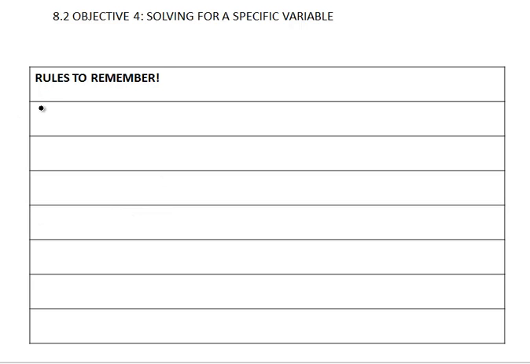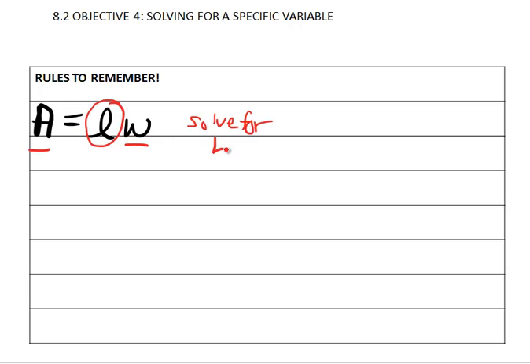We might be familiar with this formula, A equals length times width, which is just great if you are solving it that way, but every once in a while you're going to find that you have the area and you have the width, but you need the length, and you need to solve for L. So how am I going to do that?